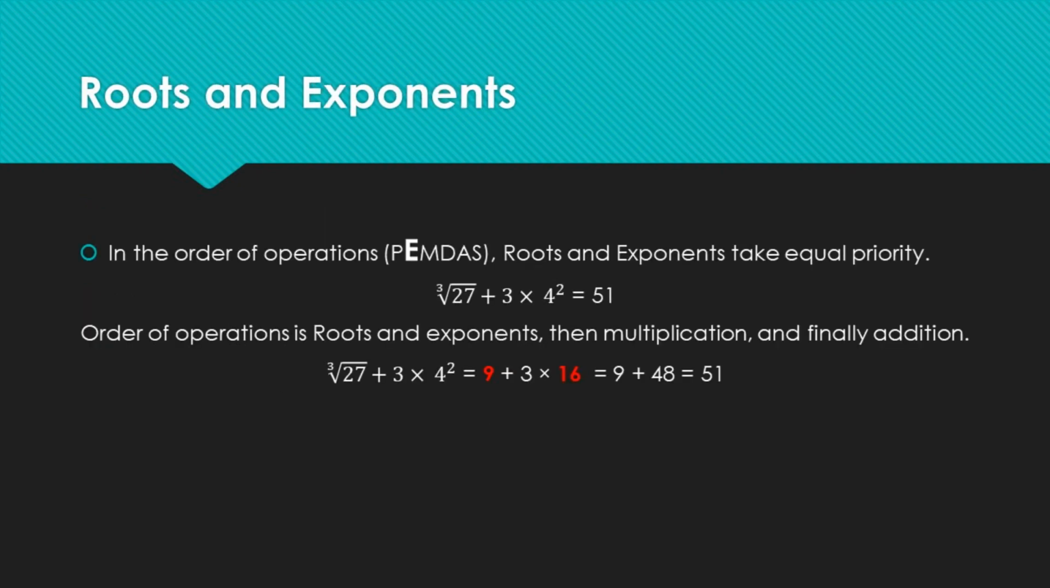In the order of operations, P, E, M, D, A, S, it looks like roots are not accounted for. But roots and exponents take equal priority. Consider the expression, the cube root of 27 plus 3 times 4 squared. It does not matter if you perform the root or the exponent first. The answer will always be the same. In this example, the answer is 51. The cube root of 27 plus 3 times 4 squared is the same as 9 plus 3 times 16. This simplifies further to 9 plus 48, which is 51.